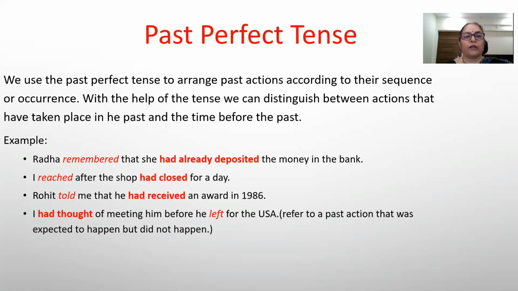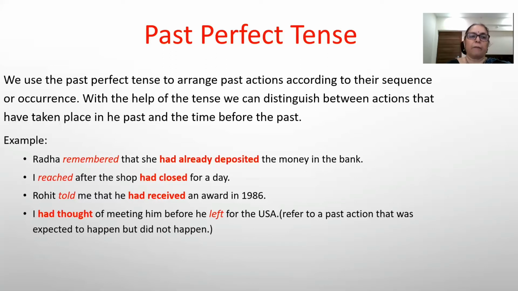I reached after the shop had closed for the day. So you reached the shop. I reached the shop is one action, and the other action was the shop had closed for the day. So two actions are taking place. In these two, which action had taken place first? The shop had closed first. Afterwards, you reached there. So for the first action, whatever happened, for that you are using past perfect tense.